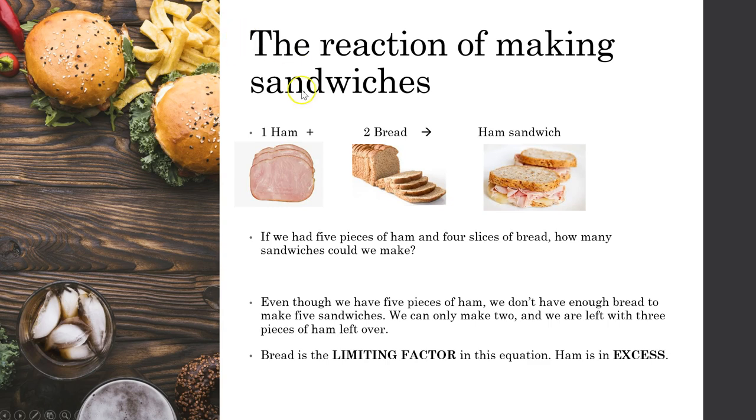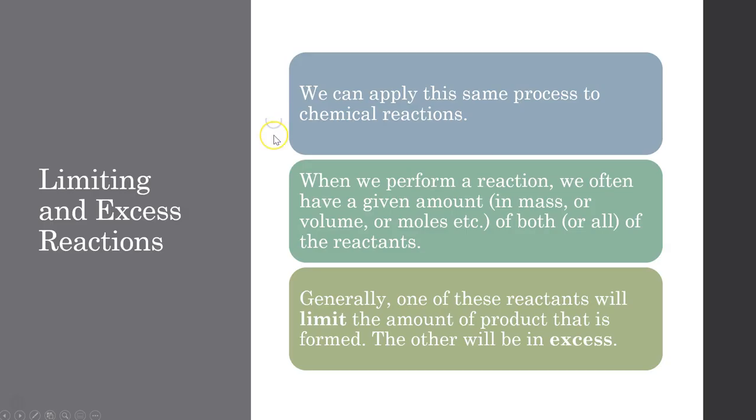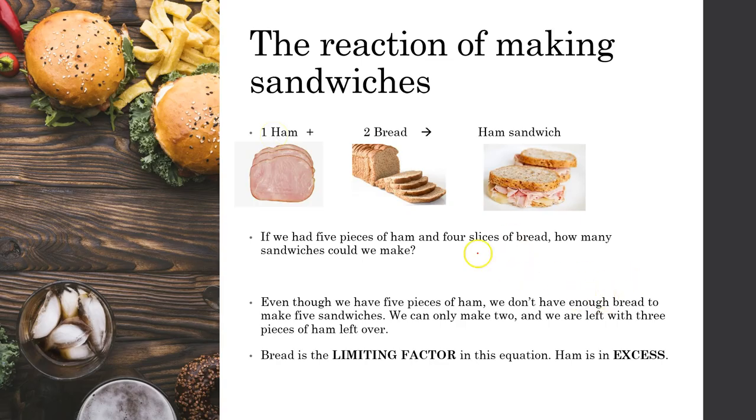We're going to take one slice of ham and we're going to have two slices of bread, and this is going to produce a ham sandwich. So we have a ratio of 1 ham, 2 bread to 1 sandwich. If we had 5 pieces of ham and 4 slices of bread, we have an issue in that the ratio now is not 1:2.